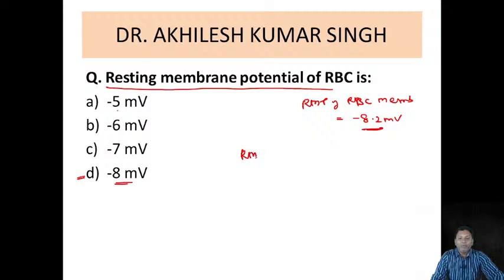Also remember, what is the RMP of the neuron? So RMP of the neuron is how much? It is minus 70 millivolt.